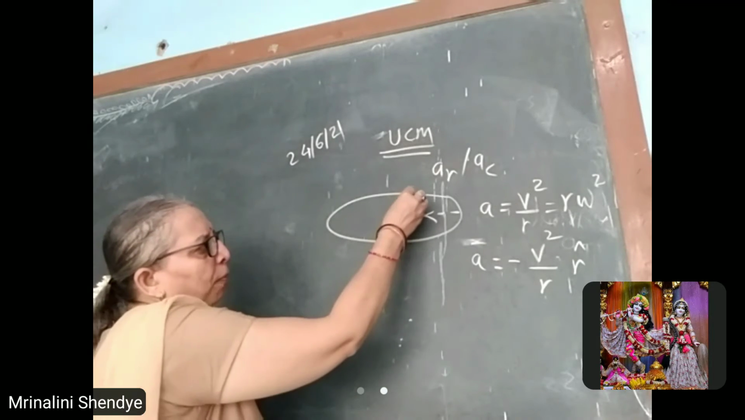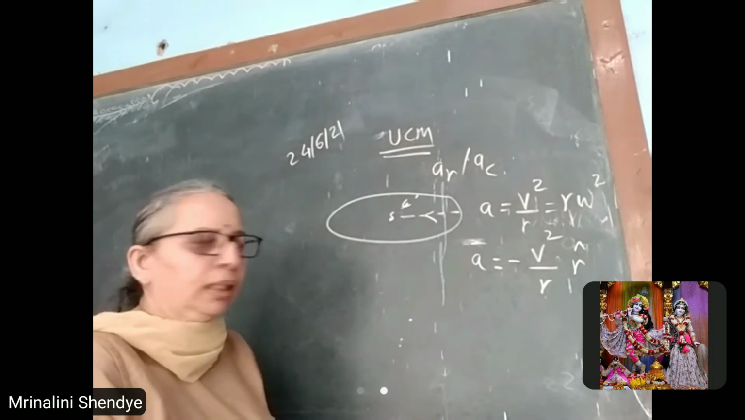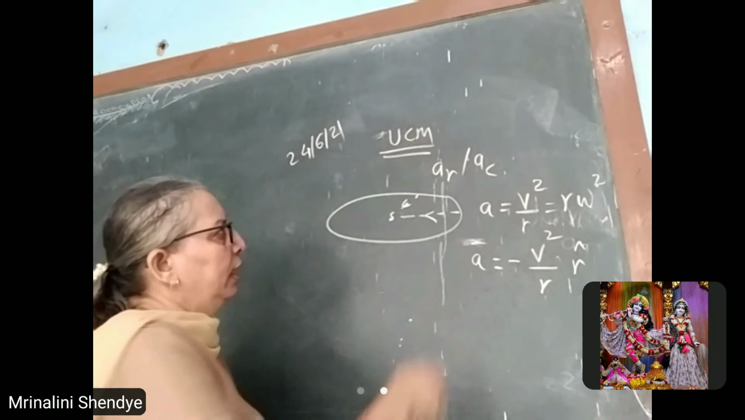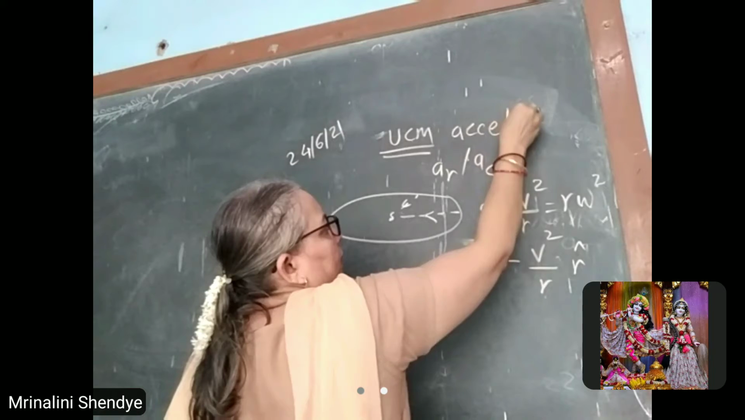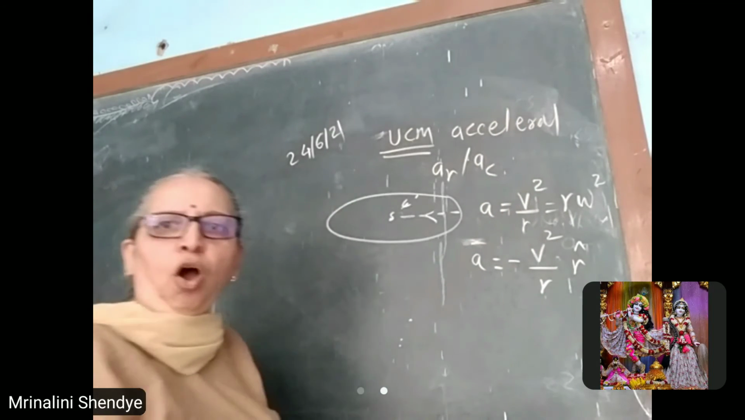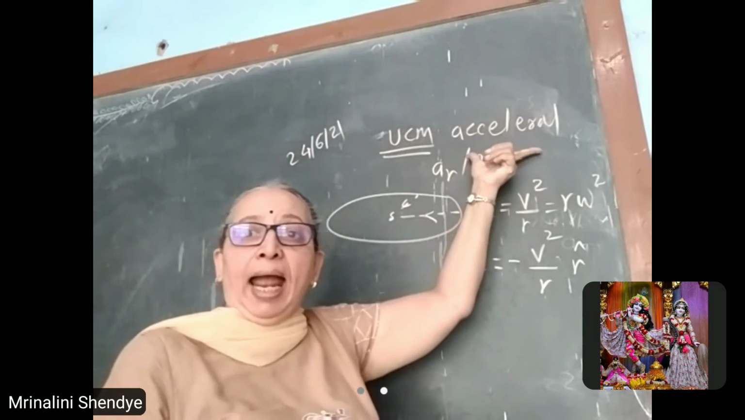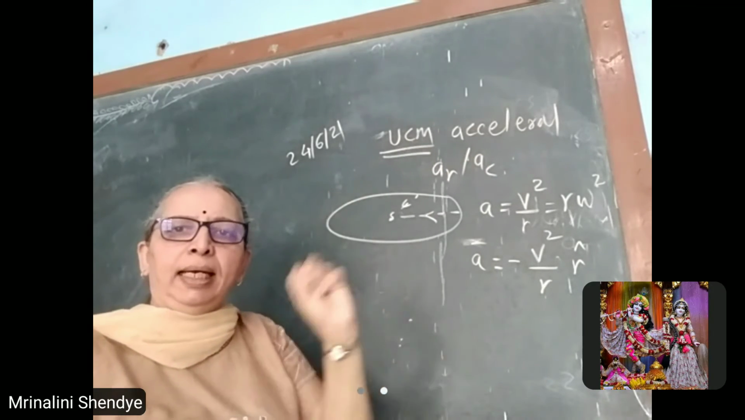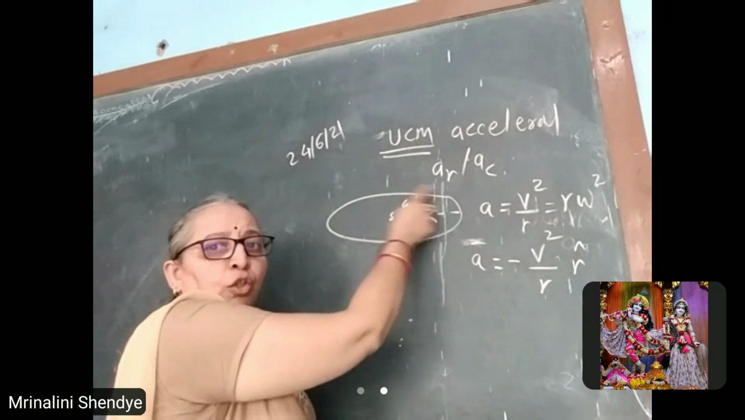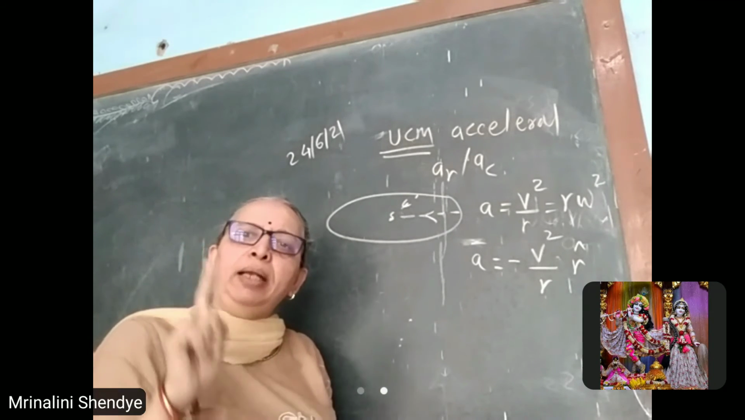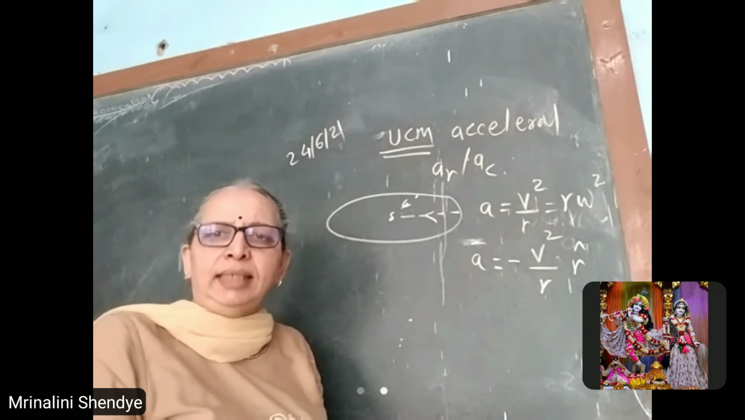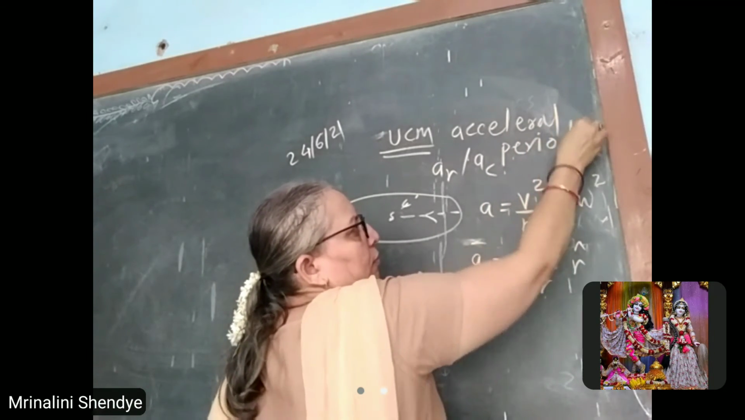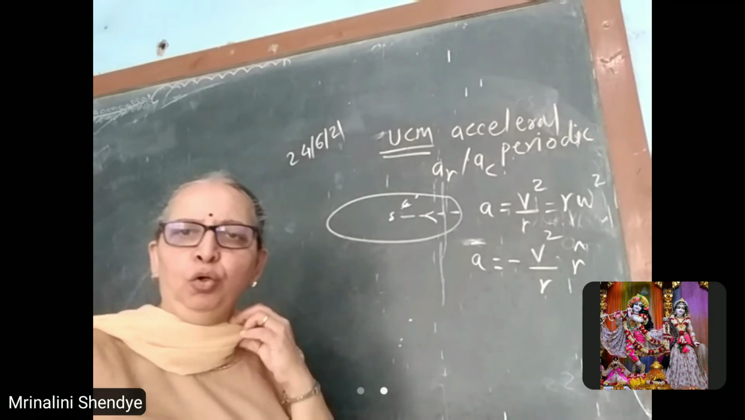When the position of the particle changes, every time the direction of centripetal acceleration changes. So the motion is accelerated. First characteristic of uniform circular motion: it is accelerated motion. Acceleration is observed during this motion. Second characteristic: it moves with constant speed, so the time taken to complete one revolution is the same. So it is also periodic. These are the characteristics of UCM.